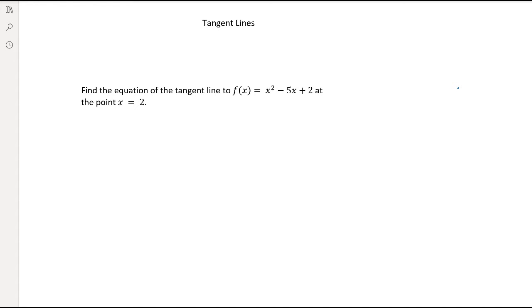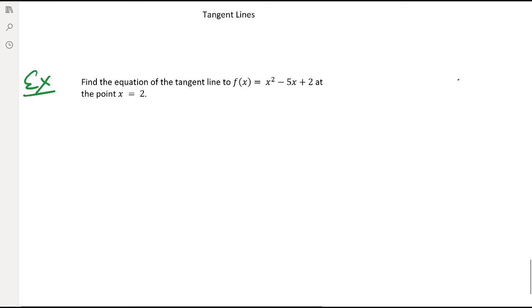For example, I'm going to do just one example in this video. They want us to find the equation of the tangent line to f of x equals x squared minus 5x plus 2 at the point x equals 2. Perhaps before I even start this one, let me go ahead and write down the steps that we should do for this, okay?